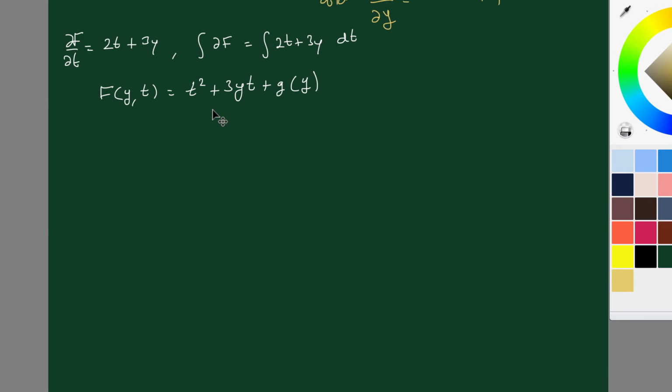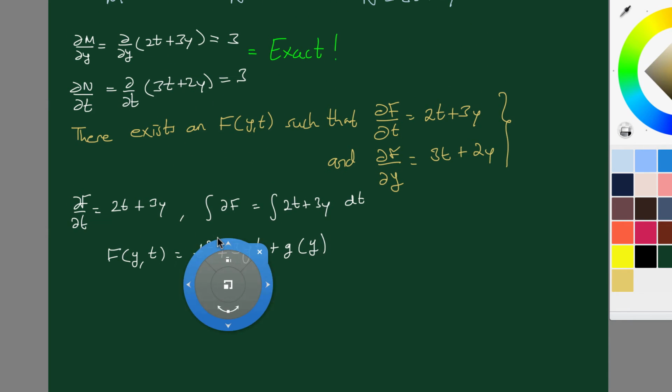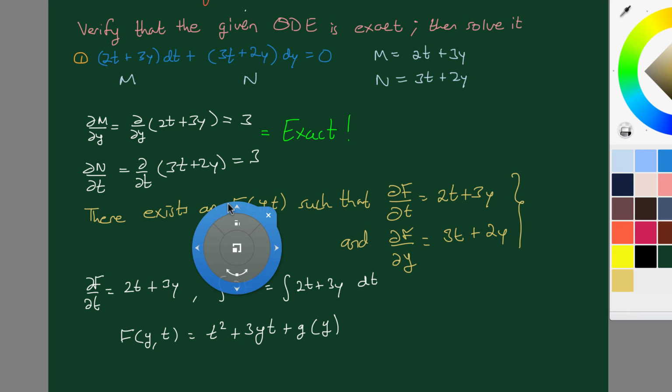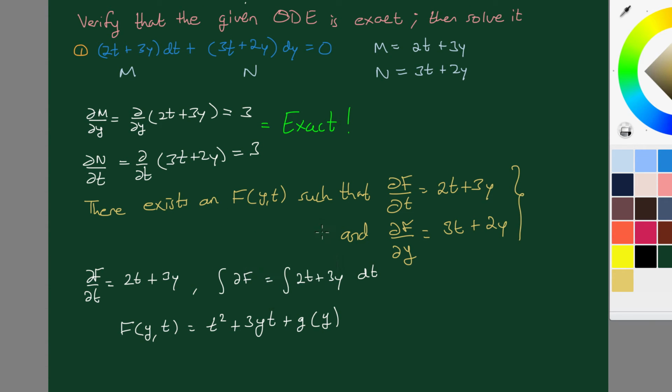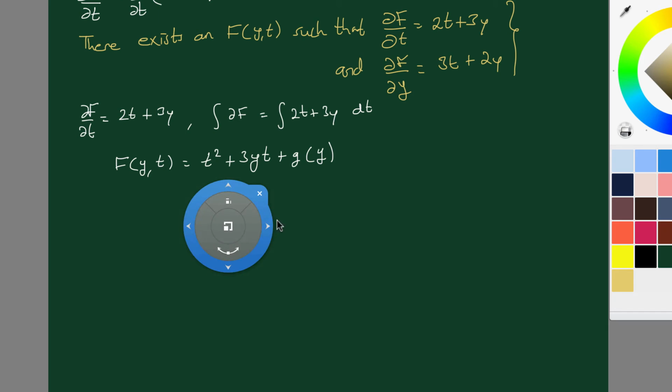The way we're going to solve for g of y is by making use of the fact that the derivative of f with respect to y is equal to 3t plus 2y. So we're going to use this fact to try to solve for g of y. And we do that by taking the derivative of f with respect to y.